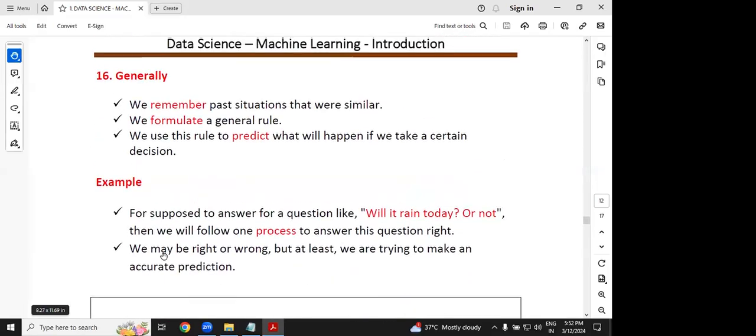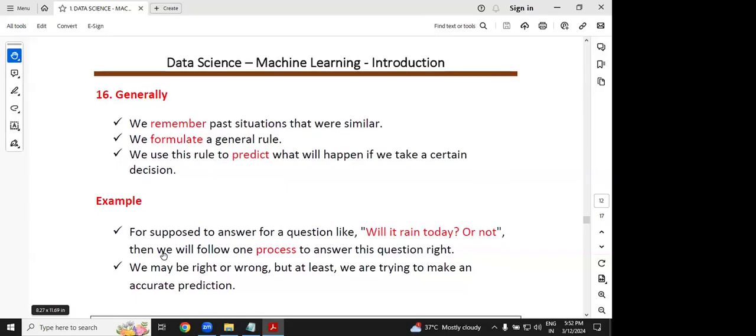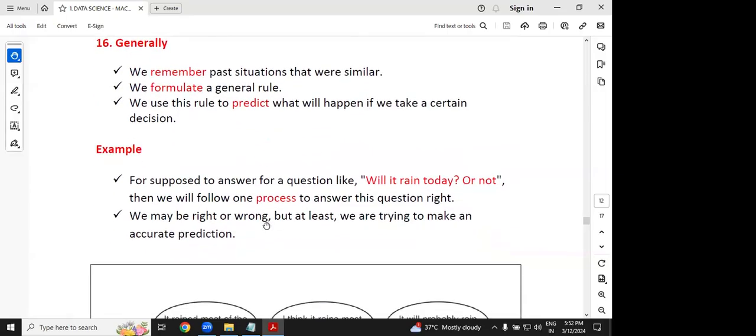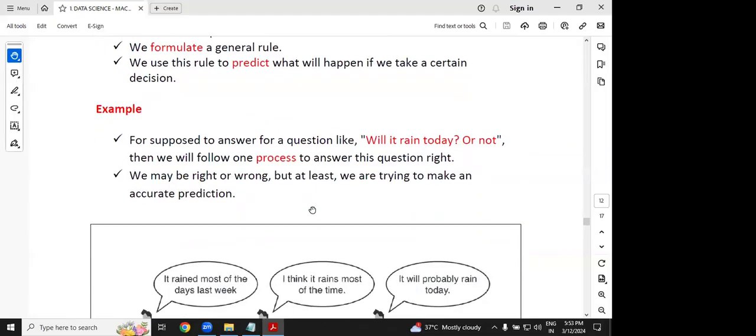These are not interview discussion, but they are important. The difference between AI, ML, and DL is important. Generally speaking, we remember past situations that are similar, so we formulate a general rule. I mean to say that we can create some rules, and we use these rules to predict what will happen next year. To answer a question like whether it will rain today or not, definitely there is a process. It is what exactly? Process. Good.